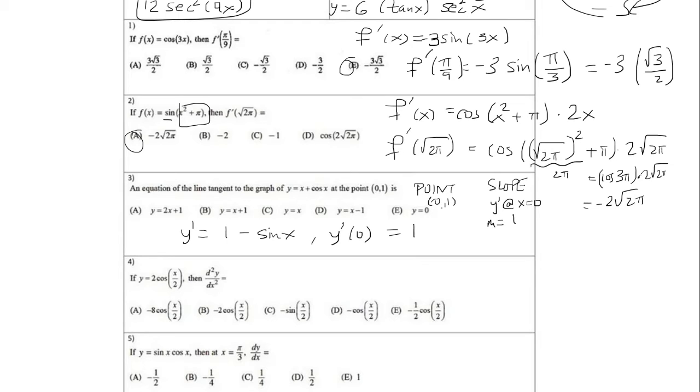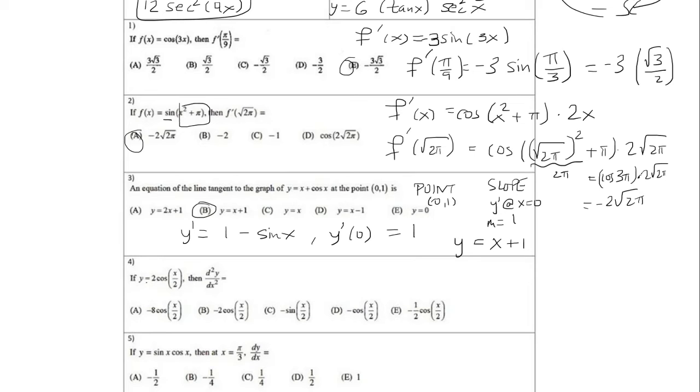So (0, 1) is just the y-intercept. Okay, so we can write this in slope-intercept form, since we're given the y-intercept. So the tangent line is just the slope plus the y-intercept. And the answer is B.